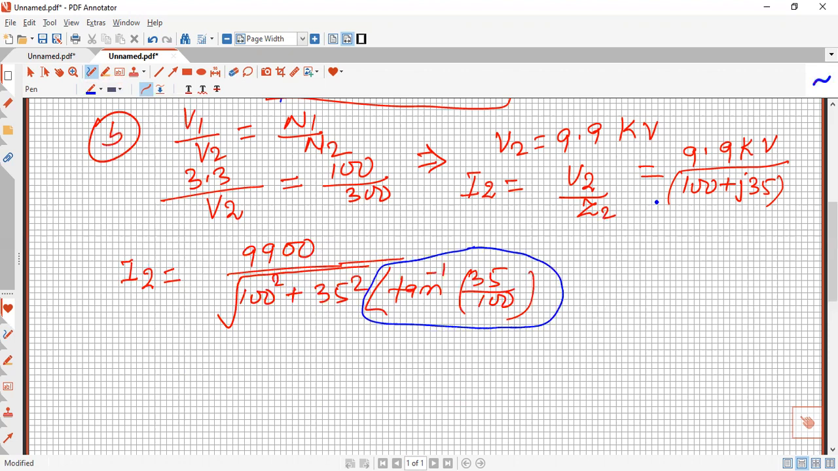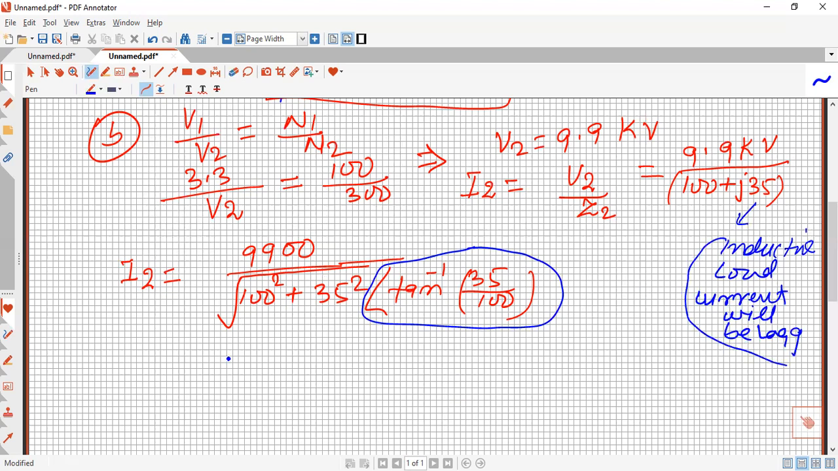Now see here, the impedance is 100 plus j35. What does the plus j35 mean? Plus indicates that our load is inductive. The load is not only resistive, it is inductive. If there were minus j, then the load would be capacitive. And for an inductive load, the current will be lagging. This is a very important thing: current will be lagging for an inductive load, and for a capacitive load, current is leading.